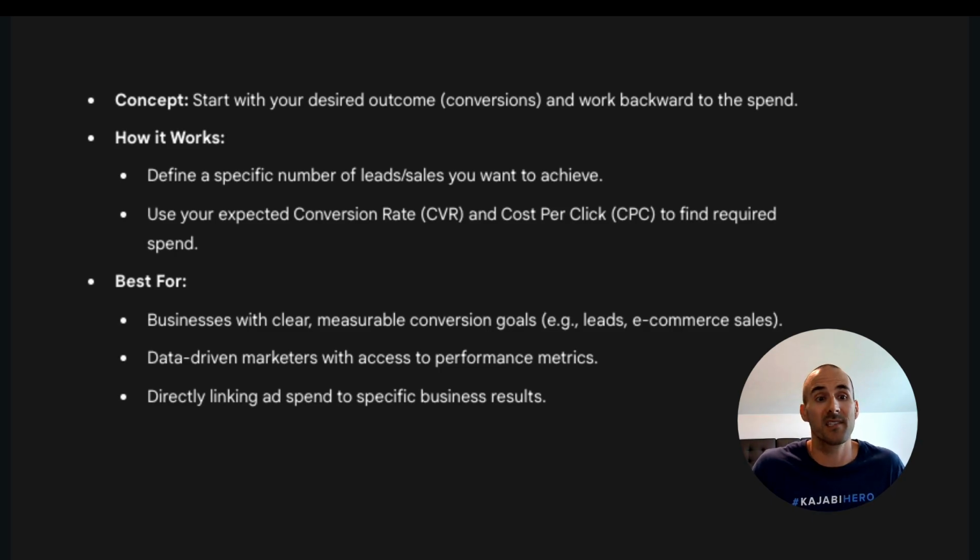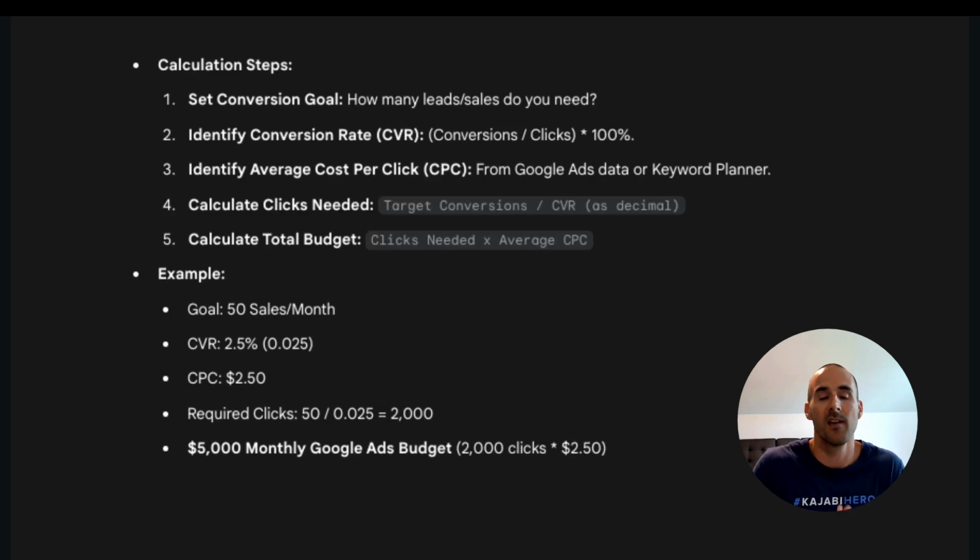Now, this is best for businesses with clear and measurable conversion goals, businesses that want to make data-driven decisions, and also businesses that want a direct link between ad spend and specific business results. So number one, you set your conversion goal. You decide how many leads or sales do you need. Next up, you identify your conversion rate, which is your conversions divided by the number of clicks that you have.